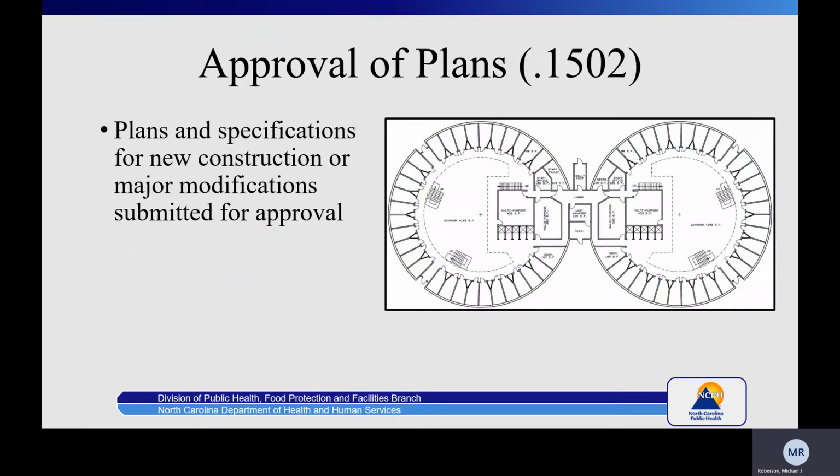In Rule .1502, Approval of Plans, plans and specifications for new construction or major modifications shall be submitted to the Health Department for approval. Once the plan review has been completed, make sure to issue a letter of plan approval or denial. If denied, list the non-compliant items and reference the rules involved. We always recommend working with the operator, licensing agency, building inspections, and the fire marshal to ensure that all requirements have been addressed.